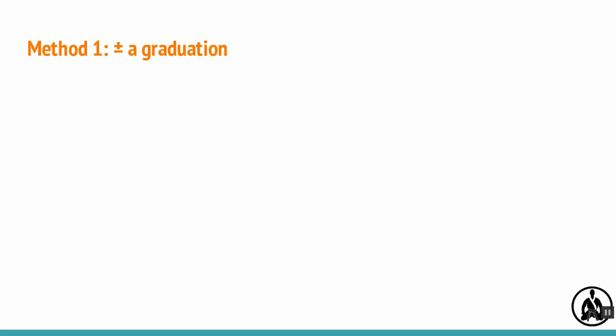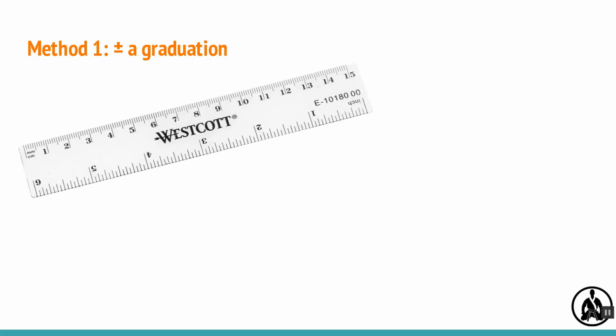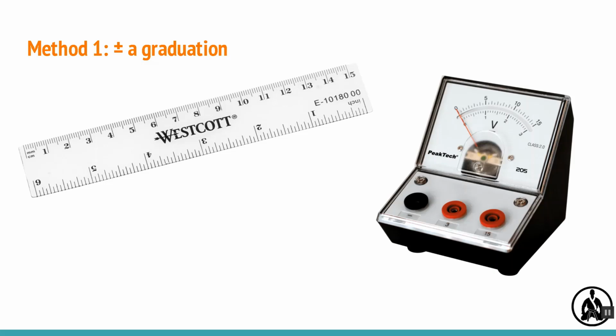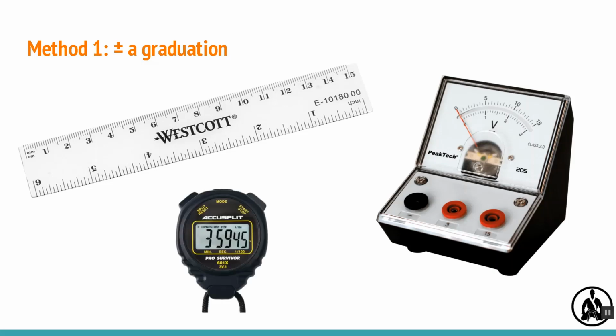When you first start out estimating uncertainties in the lower sixth, your first few measurements will probably be single measurements with analogue measuring instruments. So remember, that means a measuring instrument with a scale such as a ruler or an analogue voltmeter. We do, however, include stopwatches in this group. We estimate the uncertainty as simply plus or minus the smallest amount that can be measured on that scale, and this is called the graduation.